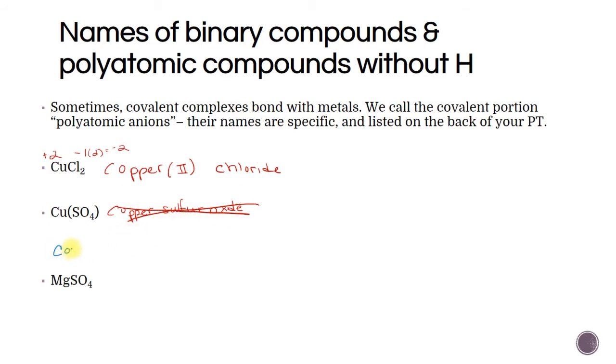What does exist is to call it copper. We're probably going to need Roman numerals because copper has a choice. And then look on the back of the periodic table and find out what SO4 is. As it turns out, if you look there, it's got a -2 charge. It says SO4 2-, and the name of it is sulfate. All right, so if this has a -2 charge, that means the copper is a +2 in this one as well. So we can write copper 2 sulfate.